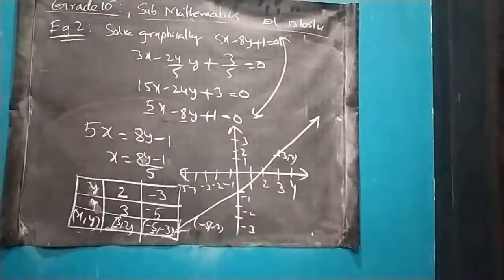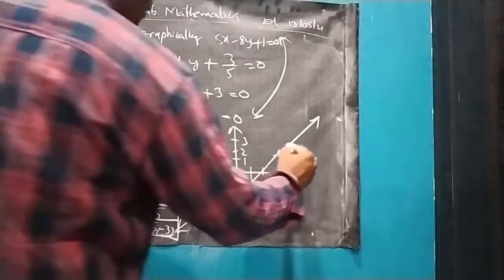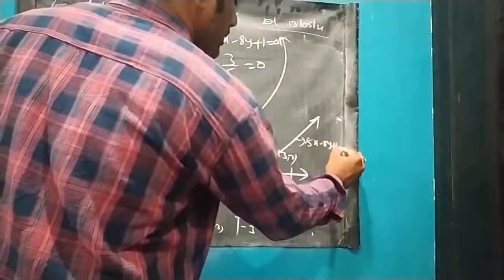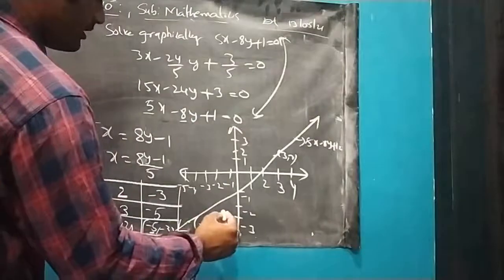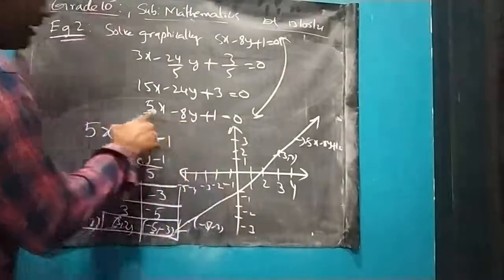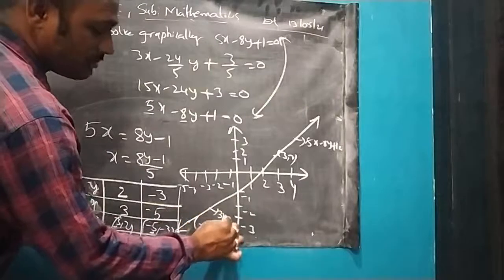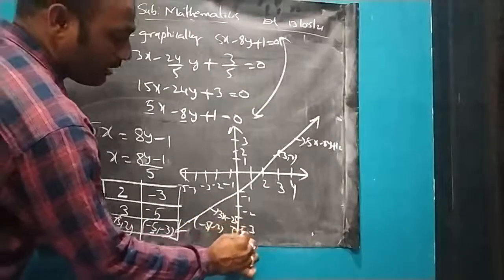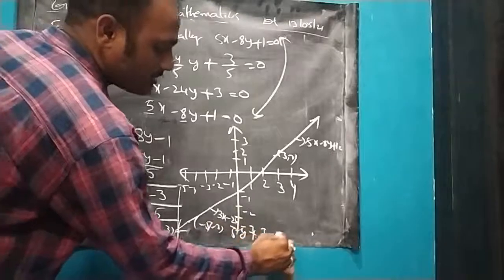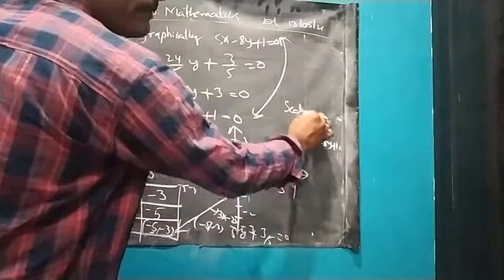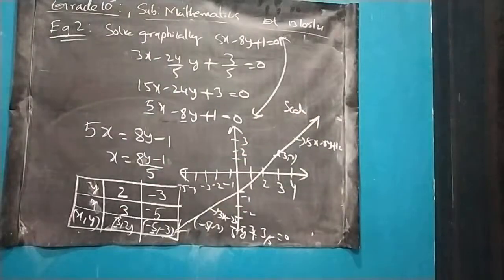In this, we are going to write 2 lines, that is 5x minus 8y plus 1 is equal to 0. And another equation is, instead of writing this, we will write the question equation as it is. That is 3x minus 24 by 5y plus 3 by 5 is equal to 0. Let me write the question equation. Afterwards, we will write a scale on x-axis and y-axis.